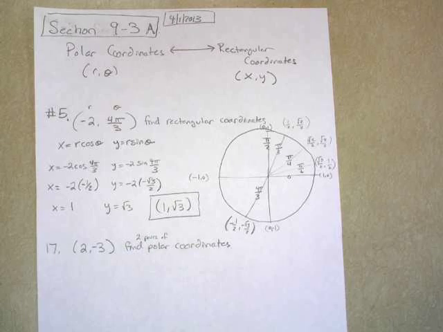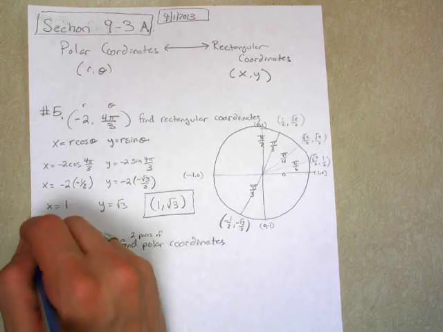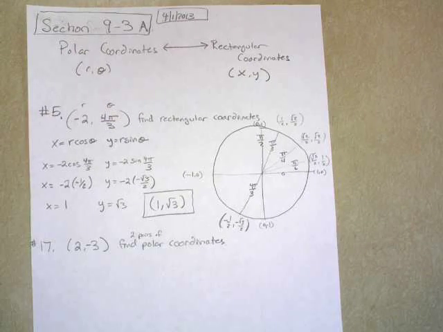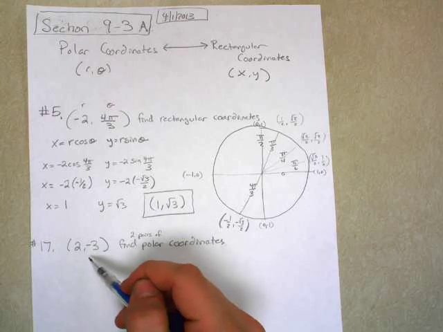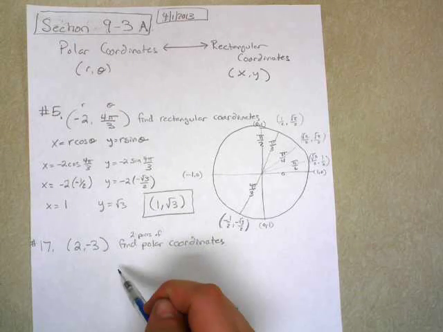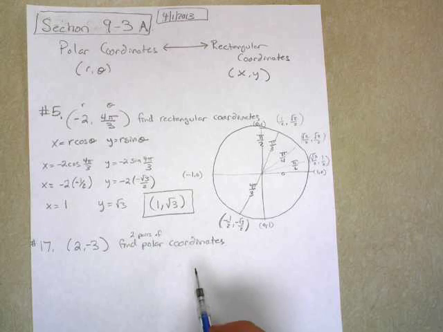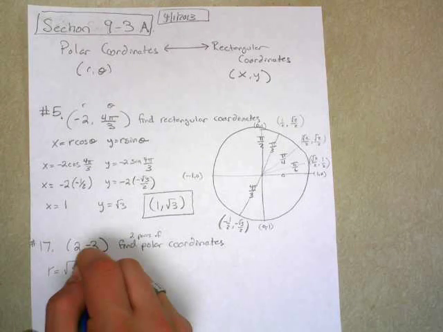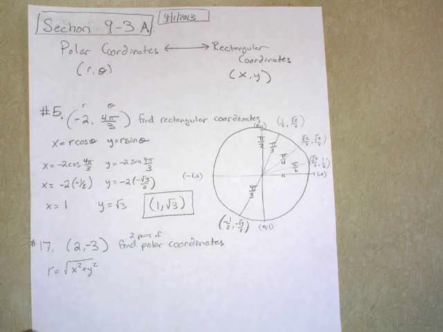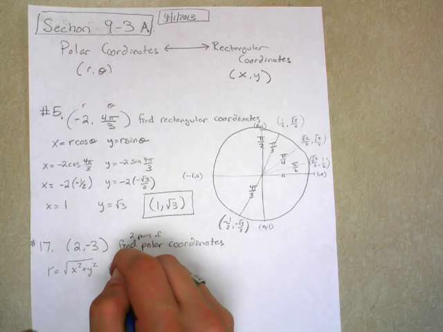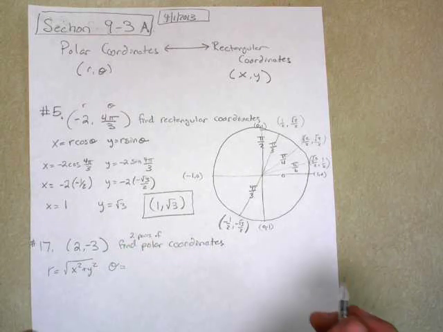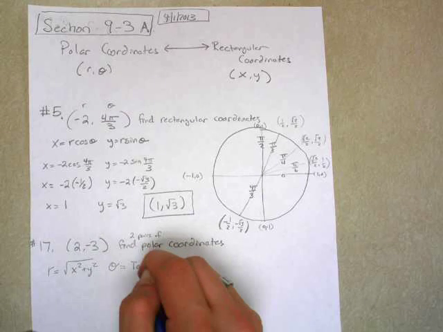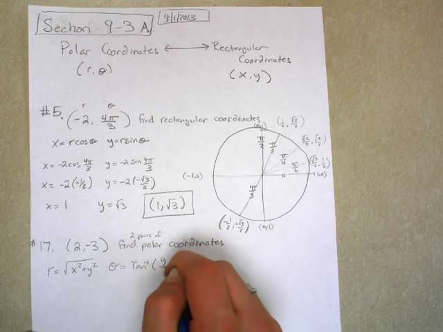Now let's look at number 17. Here we're given 2, -3, the normal x, y coordinates. We want to find 2 pairs of polar coordinates. So what we're going to do is use the formula r is equal to the square root of x squared plus y squared. And to find theta, that's our angle, we're going to use the inverse tan of y over x.